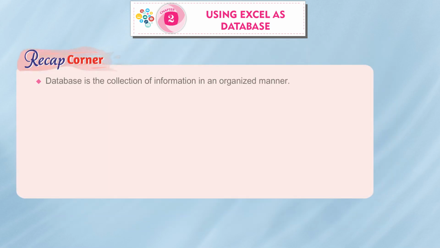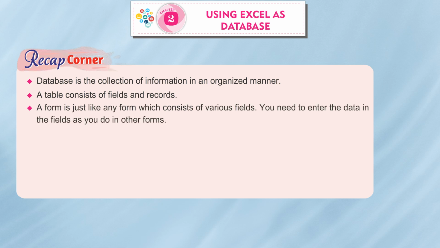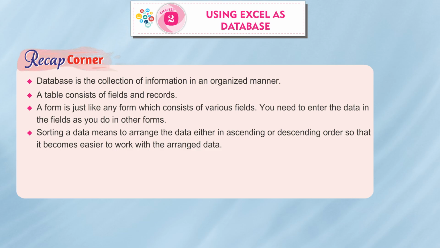Recap Corner. Database is the collection of information in an organized manner. A table consists of fields and records. A form is just like any form which consists of various fields. You need to enter the data in the fields as you do in other forms. Sorting data means to arrange the data either in ascending or descending order so that it becomes easier to work with the arranged data.